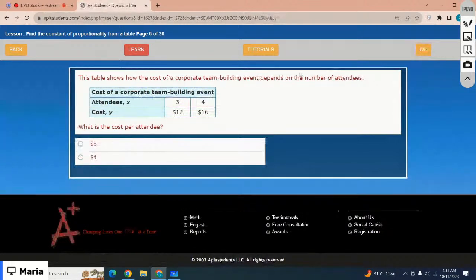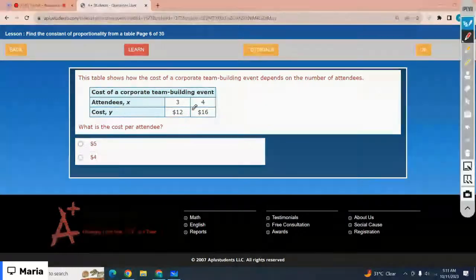This table shows how the cost of a corporate team building event depends on the number of attendees. So 3 attendees and the cost is 12. And you have 4 attendees and the cost is 16. You have to calculate the cost per attendee. You have to do y over x, right?